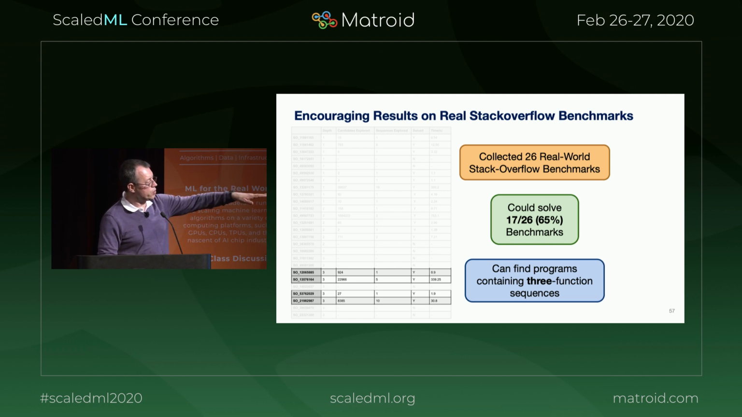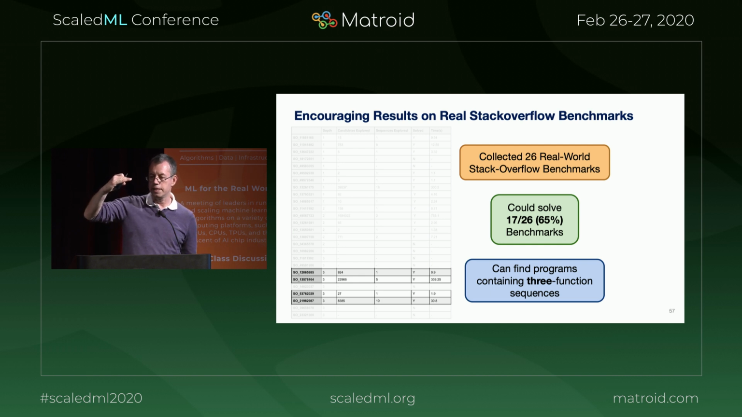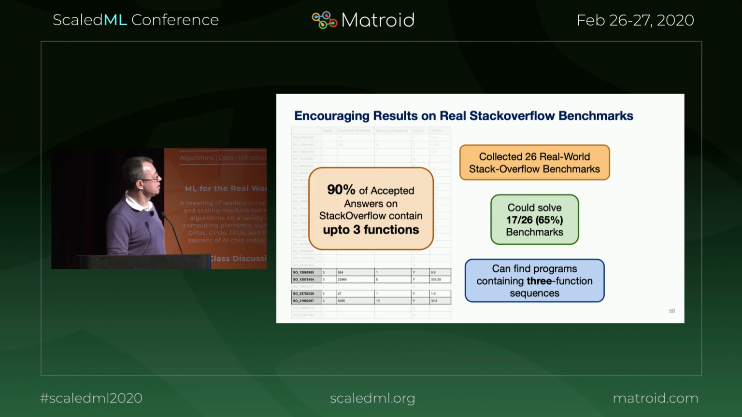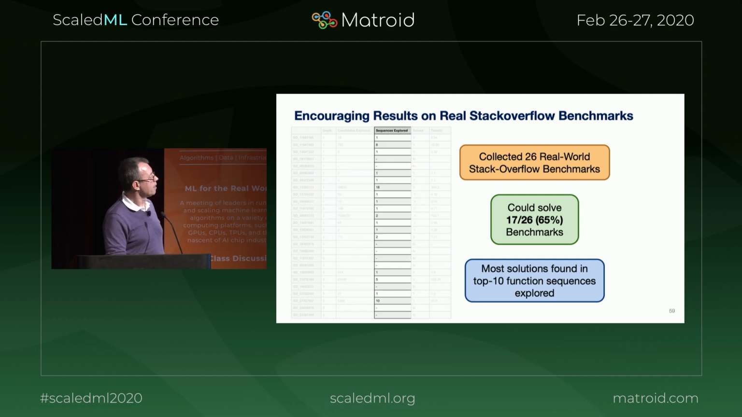We also can find programs containing 3 function sequences. So the solution has 3 API calls. And why are these 3 important? Because 90% of accepted answers in Stack Overflow contain up to 3 functions, right? So you have a big coverage. Because if the API is very powerful, the beauty of it is you don't need a lot of API calls. And most solutions are found in the top 2 function sequences we explored, in all cases but 1.